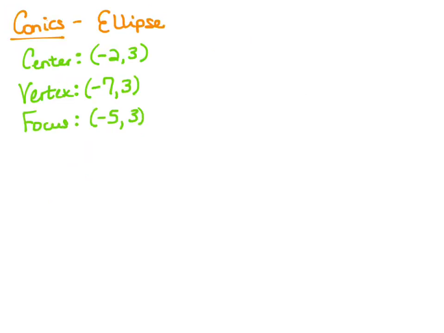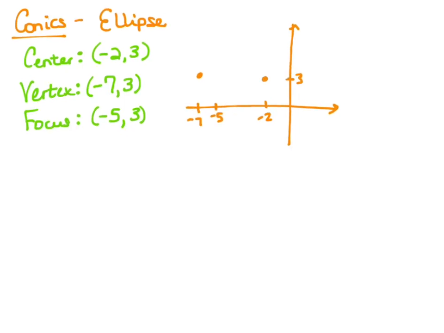Let's look at the next example. This time we're graphing an ellipse that has a center at -2,3, a vertex of -7,3, and a focus of -5,3. So I'm going to start with that center, -2,3. We'll put that right here. And then I have a vertex out here at -7 and a focus at -5. Okay, so we have a horizontal ellipse here.